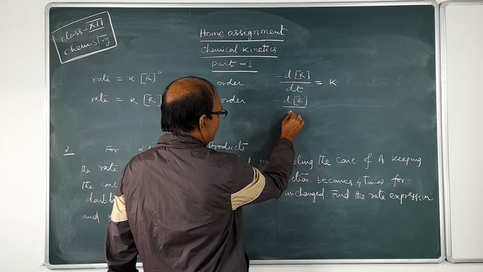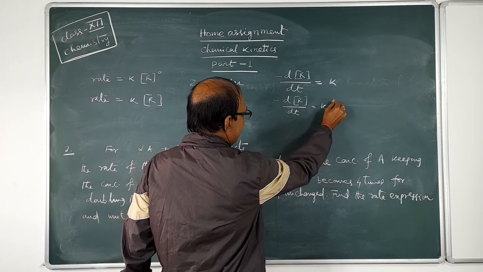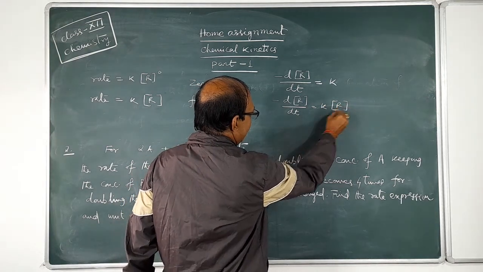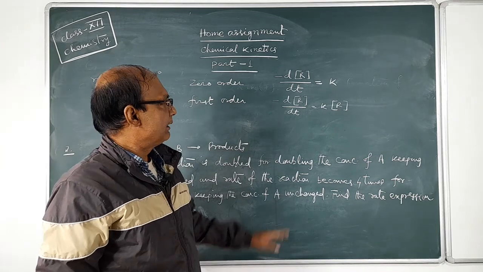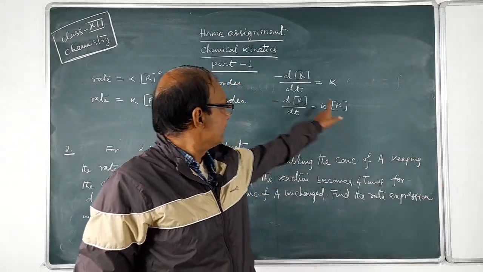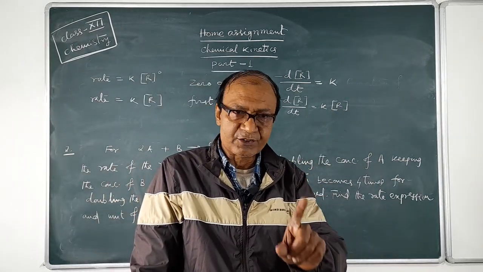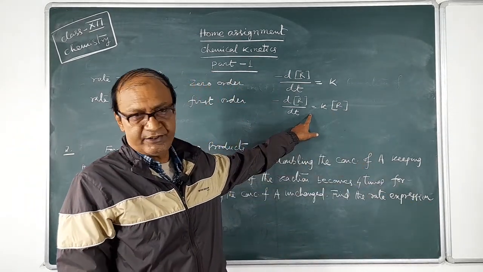This is equal to K into concentration of the reactant. This is the differential form. So, I want to mean here how to write the differential form of a zero order reaction, this one, and how to write the differential form of the first order reaction, this is 2.